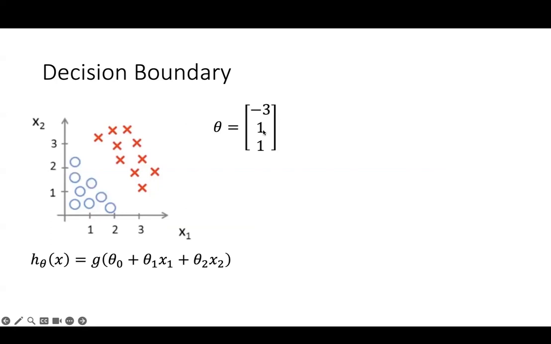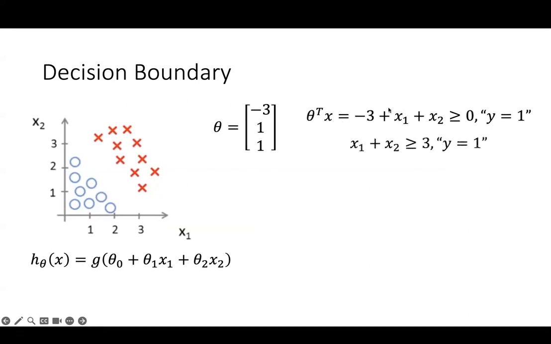Now, if we use negative 3, 1, 1, then we get negative 3 plus x1 plus x2 greater than or equal to 0. Ito yung sasabihin natin na y equals 1. Okay, this will give us x1 plus x2 greater than or equal to 3. And yung decision boundary natin dyan is if x1 is equal to 0, x2 is equal to 3. So dito. And if x2 is equal to 0, x1 is equal to 3, then nandito. So ipag kinonect natin yan, ganyan yung magiging decision boundary natin.